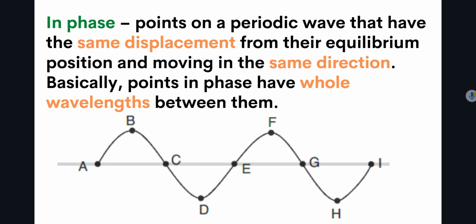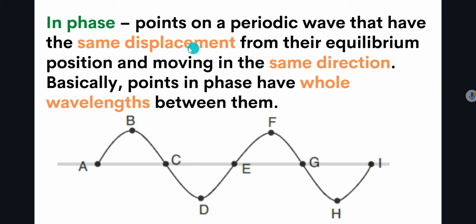Now, when we want to consider various points on successive waves, if you have 2 points that are doing the same thing as a wave moves through them at the same time, we say that they are in phase. So they're doing the same thing, they're the same displacement, they're moving in the same direction at the same moment. We say those 2 points are in phase.